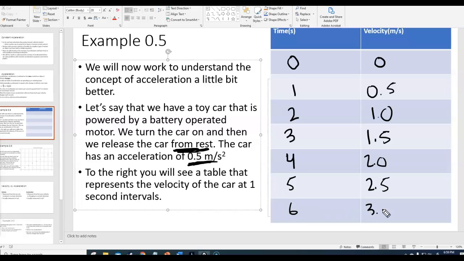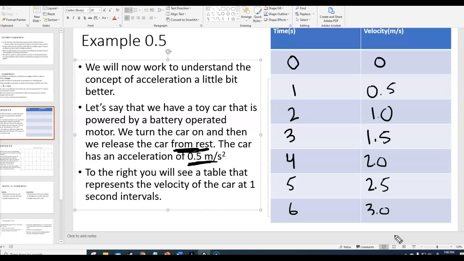So how would you describe the motion of the toy car? Well, if you look, the velocity is increasing, which is the same thing as saying that the toy car is speeding up. Here we can see that the velocity is increasing over time, and it's increasing by 0.5 meters per second every 1 second. So that's what 0.5 meters per second squared means as the acceleration. It means that the velocity changes by that amount every 1 second. So that is the concept of acceleration.